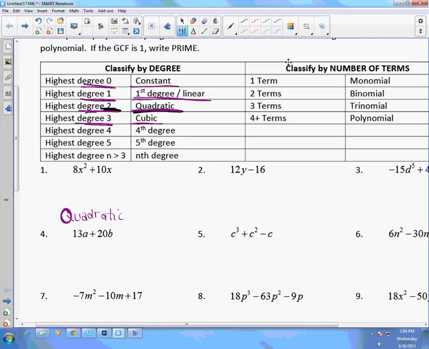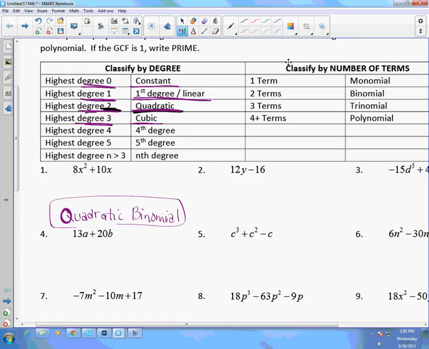Now we need a classification by number of terms. Terms are separated by addition and subtraction signs. So how many terms are there? Good, 2. So we call that a quadratic binomial. The bicycle has 2 wheels. Binomial.